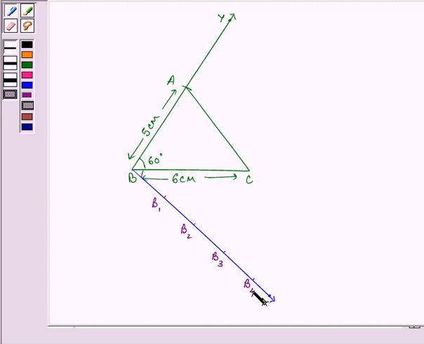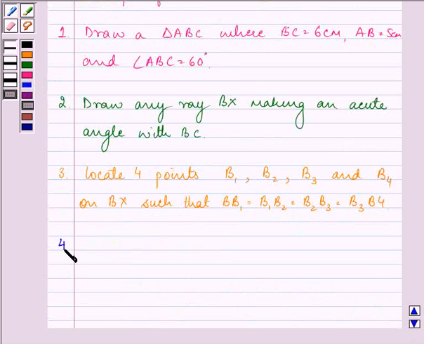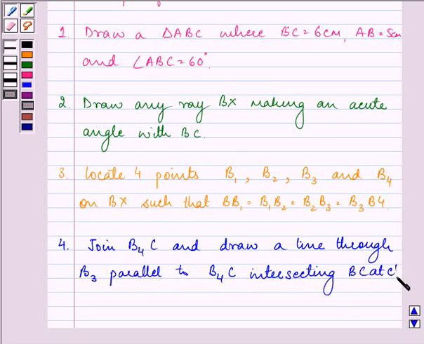Now we will be joining B4C and we will draw a line through B3, that is the third point, since 3 is the smaller of 3 and 4 in 3 by 4, parallel to B4C, intersecting BC at C dash. Right.